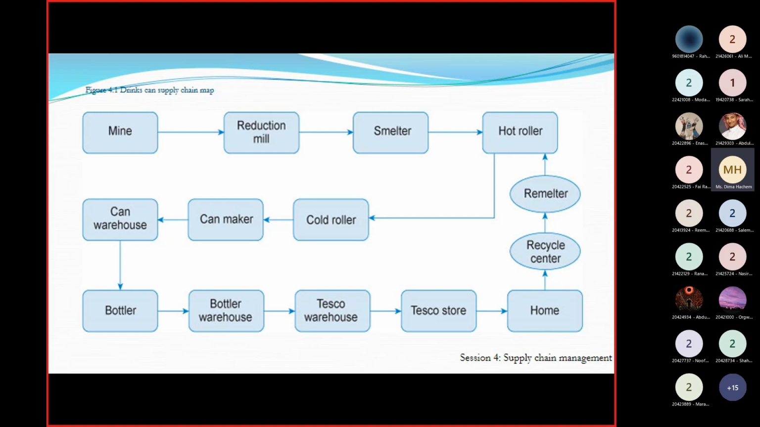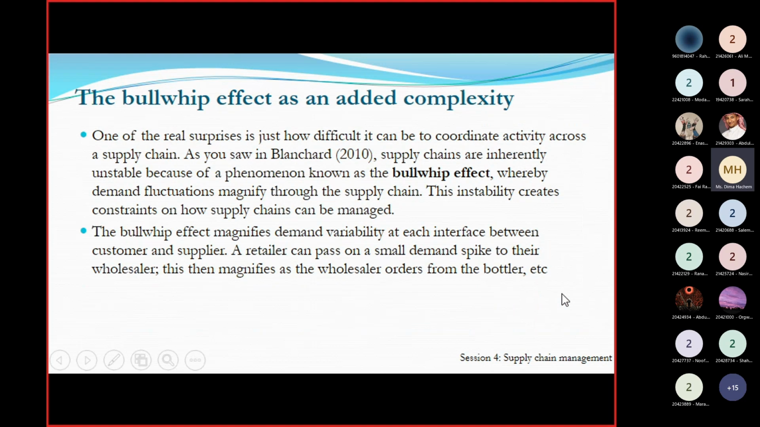All of them are working on this can, very simple product that we use every day. Okay, all of these businesses are working on this can. All right, so the coordination here is difficult. It's very difficult to coordinate activity across the supply chain. Supply chains are inherently unstable because of a phenomenon known as the bullwhip effect. I will explain what a bullwhip effect is, okay? Where demand fluctuations magnify through the supply chain. This instability creates constraints on how supply chains can be managed.